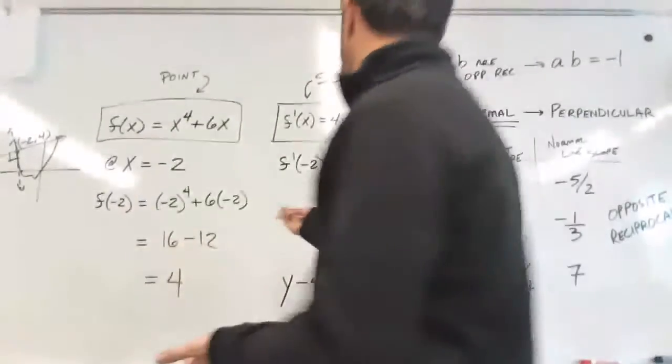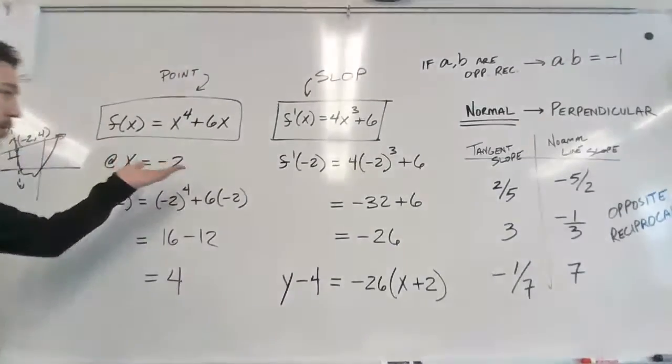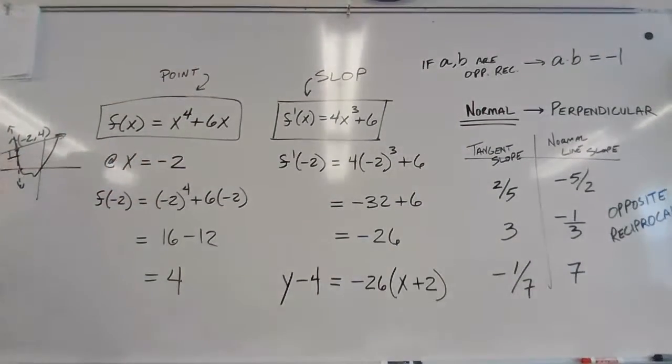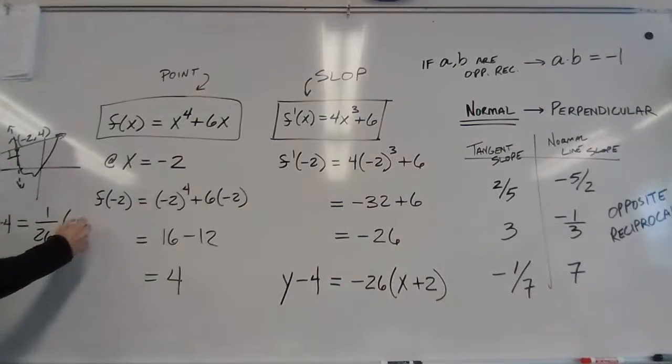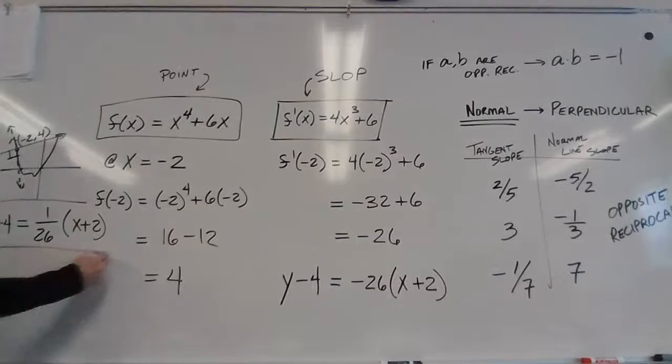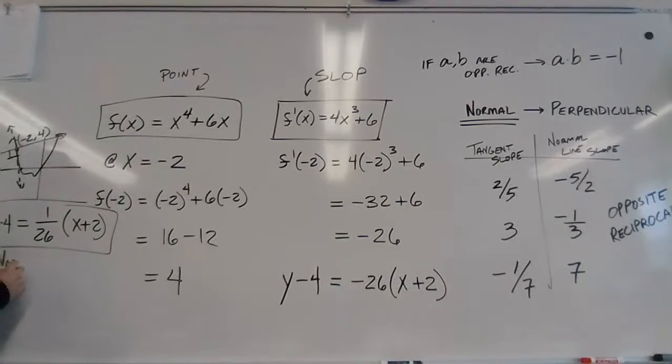So say you're doing a process. So out here, this is a good example. Let's say I wanted to know the normal line for this one. Well, can I use the same point? Yeah, so I would just go y - 4 equals +1/26 times x + 2. This right here would be my normal.